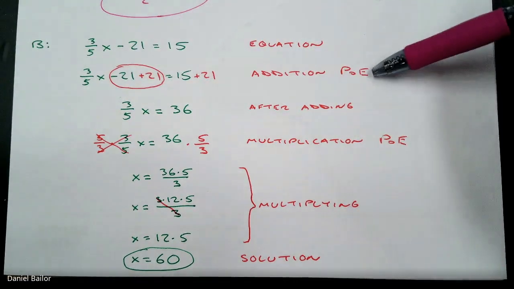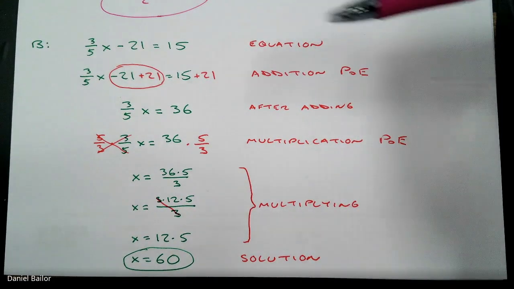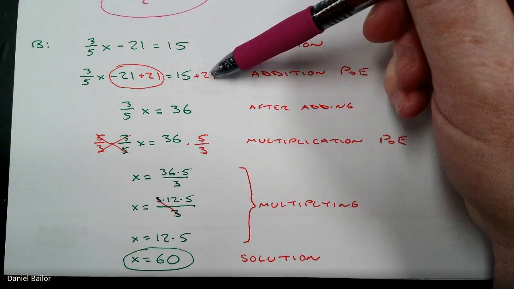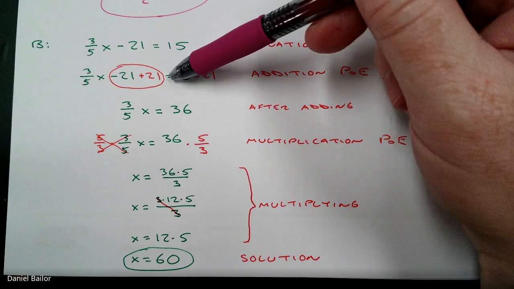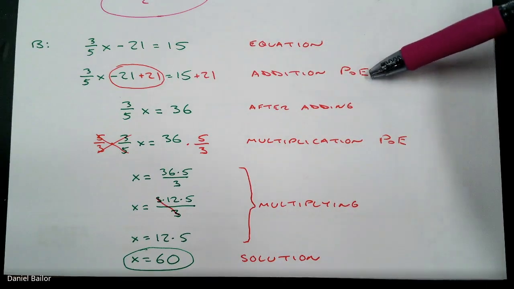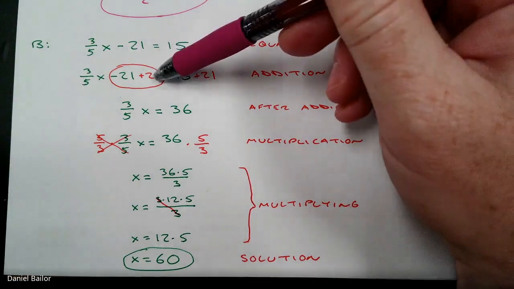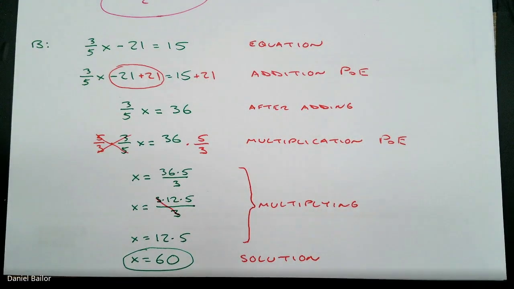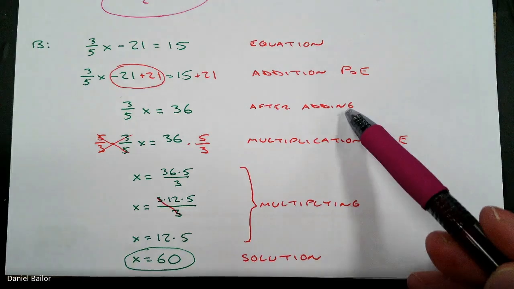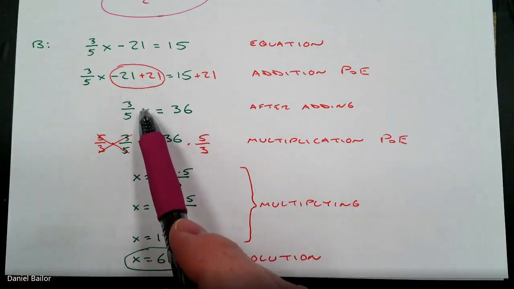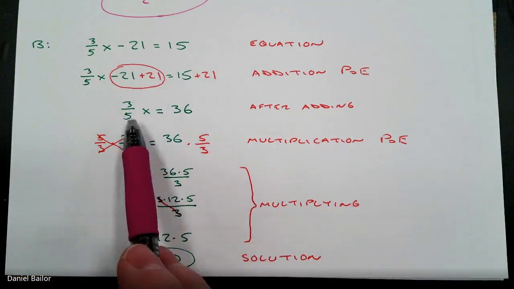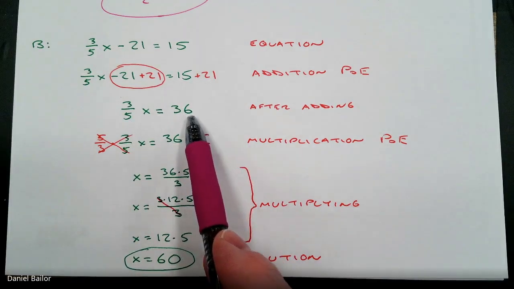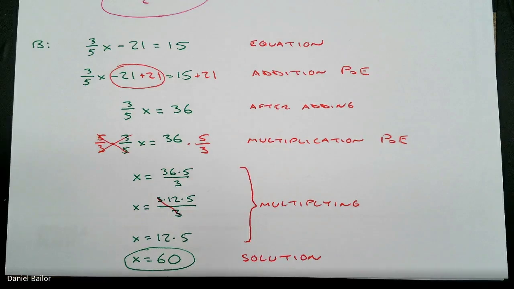But the addition property of equality tells me if I do plus 21 on this side, I have to do plus 21 on that side. I want it to stay equal, so I use the addition property of equality and do the plus 21 on both sides. So after I add 21 to both sides, I get the 3/5. This turns into 0, so I only have 3/5 x. And then 15 plus 21 is 36. So I'm getting closer to getting x by itself.